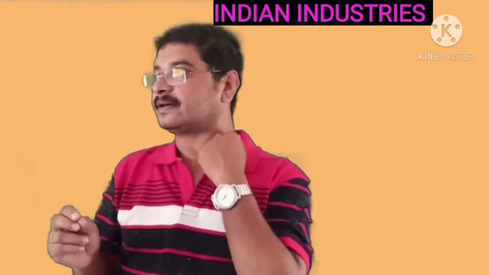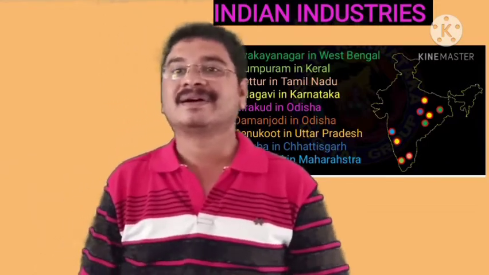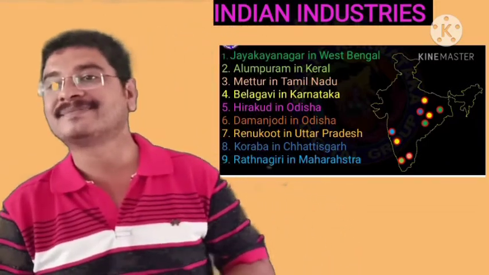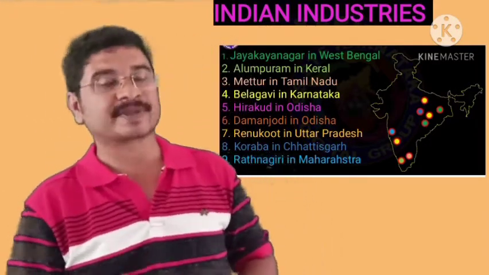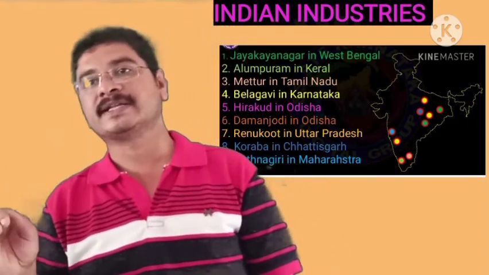India imports aluminium to meet its local demands. There are 9 major aluminium plants in our country. They are in Jayakaya Nagara in West Bengal, Alamopuram in Kerala, Mettur in Tamil Nadu, Belagavi in Karnataka, Hirakud in Odisha, Renukut in Uttar Pradesh, Ratnagiri in Maharashtra, and these are the major aluminium plants located in various parts of our India.